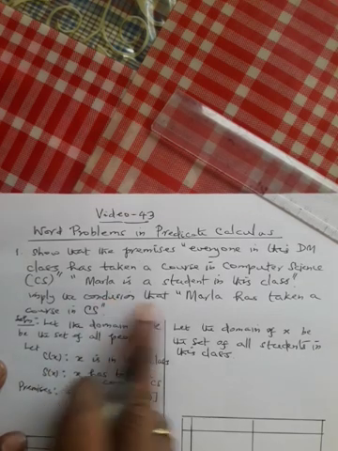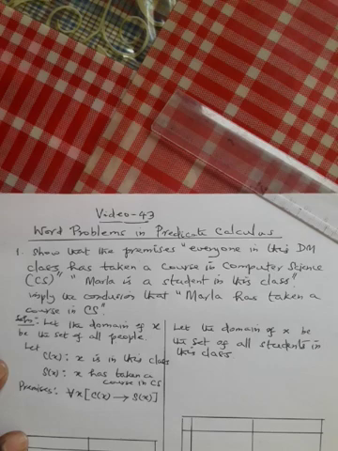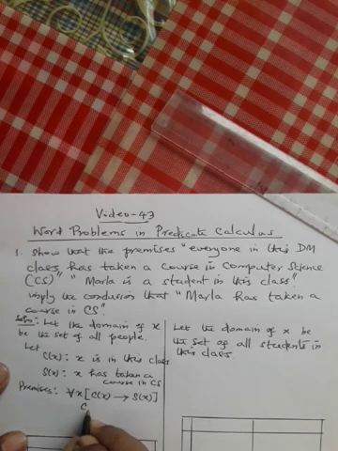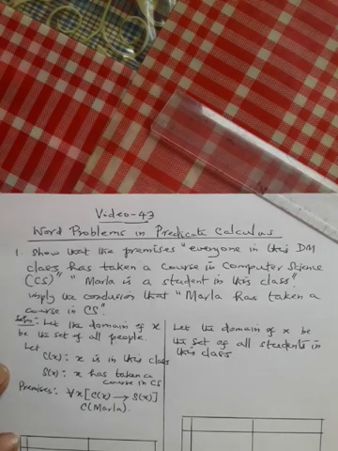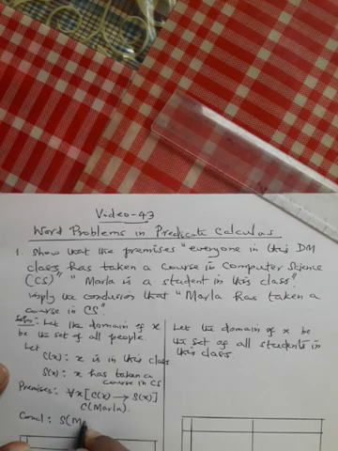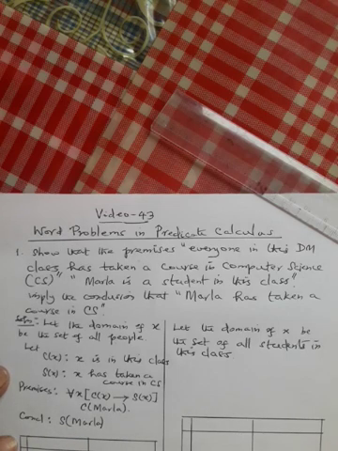The second premise, Marla is a student in this class, is C of Marla. C of Marla means Marla is a student in this class. Conclusion: what is the conclusion? S of Marla, that is, Marla has taken a computer course. Now here are the steps and reasons.